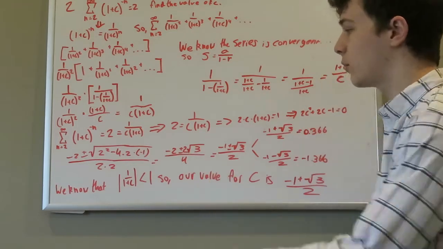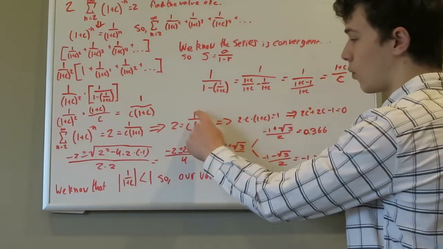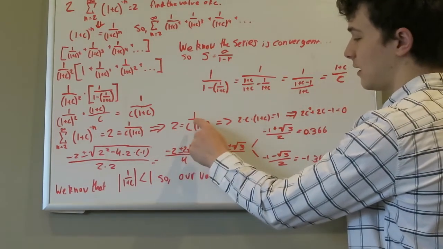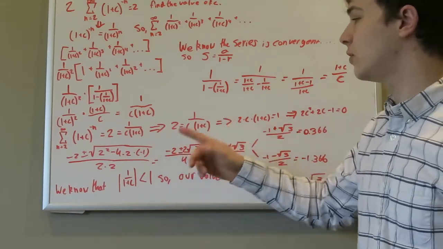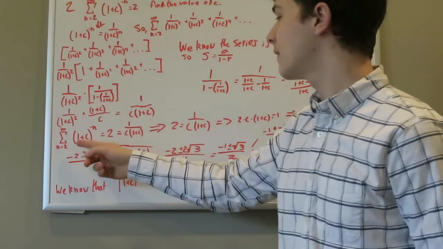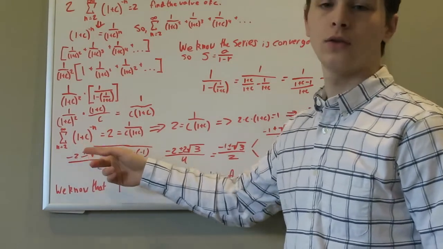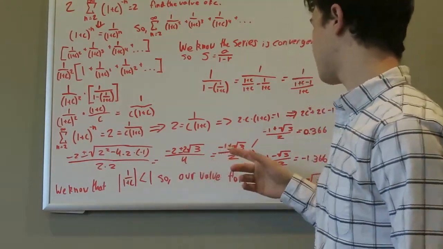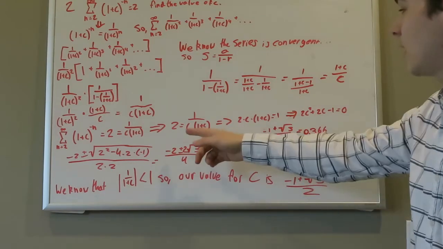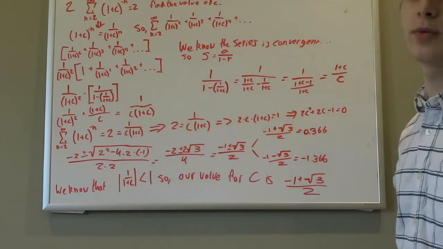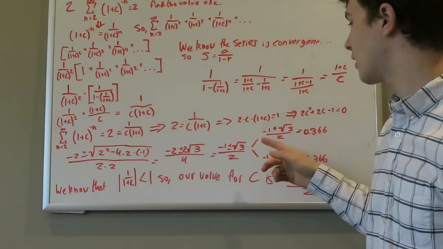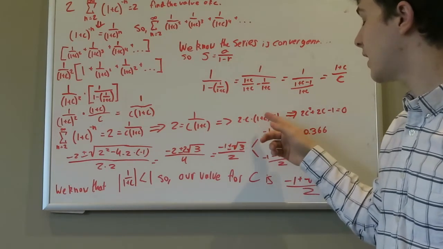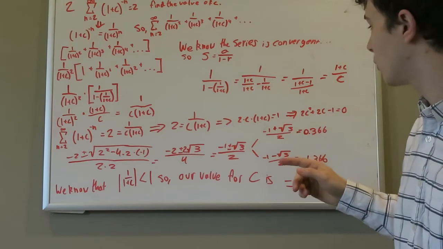So from here, we have 2 over 1 equal to 1 over c times (1 + c). I focused on it being equal to 2 because we already proved that it's equal to our series. I just rearrange this and multiply it out. First I multiply by the denominator, so now I have 2 times c times (1 + c) equal to 1.